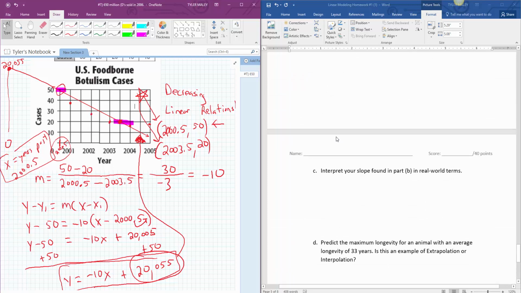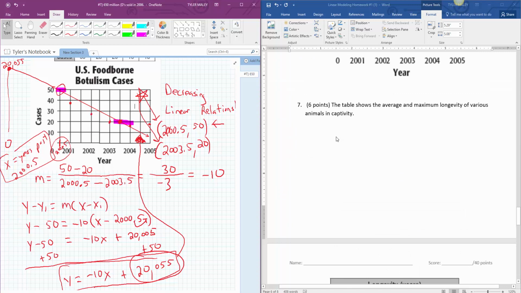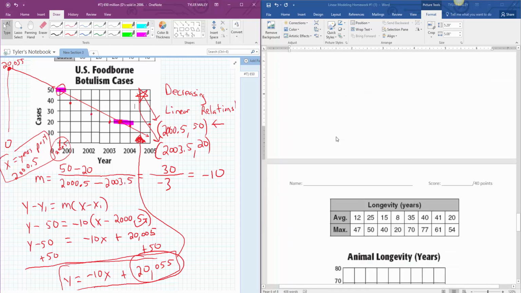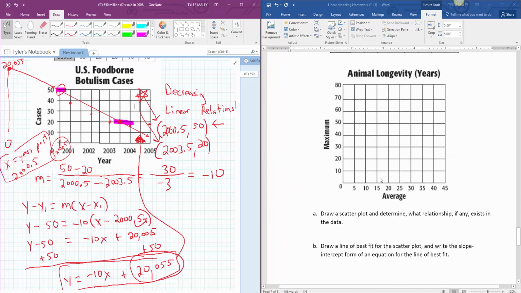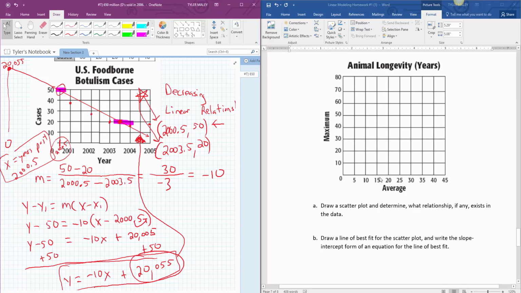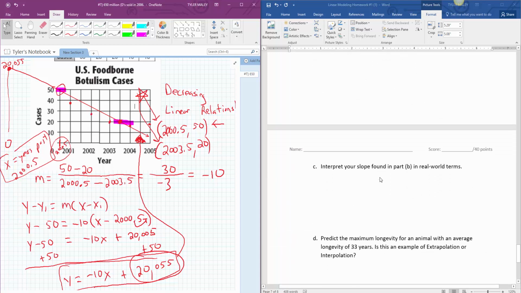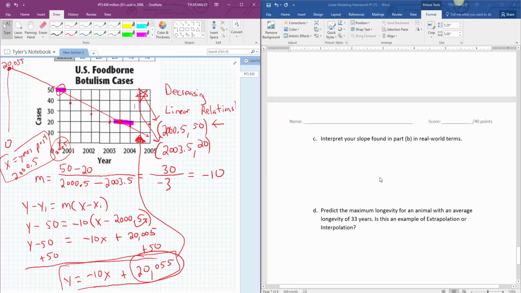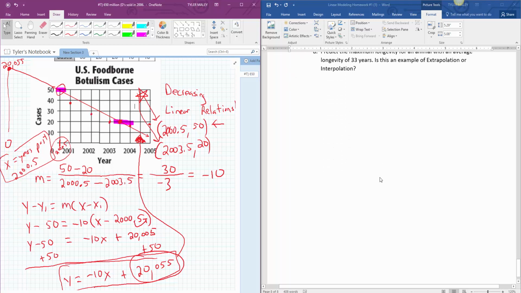All right. So then we're on our last problem. So number 7, you're given average maximum longevity in various animals in captivity. So you're given a data chart, do a scatter diagram again, talk about if there's any relationship, draw a line of best fit, find the equation of the line of best fit. In part C, you're interpreting your slope again, and then part D, predict the maximum longevity for an animal with an average longevity of 33 years. This is an example of extrapolation or interpolation, right?